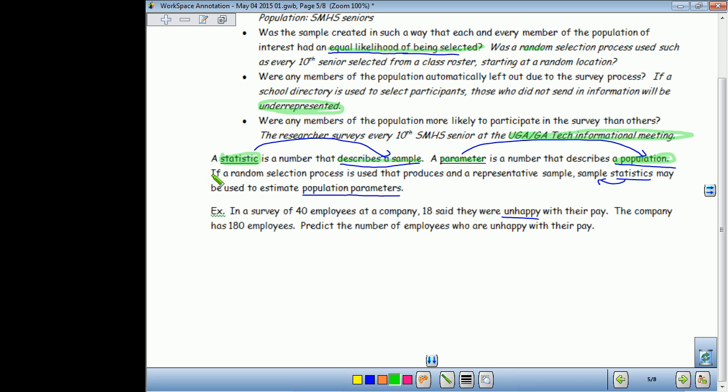All right, so if a random selection process is used that produces a representative sample, sample statistics may be used to estimate population parameters. So if we performed a good process on collecting our statistics, then that information from our statistics can be used to estimate the entire population. Otherwise, we wouldn't do it.